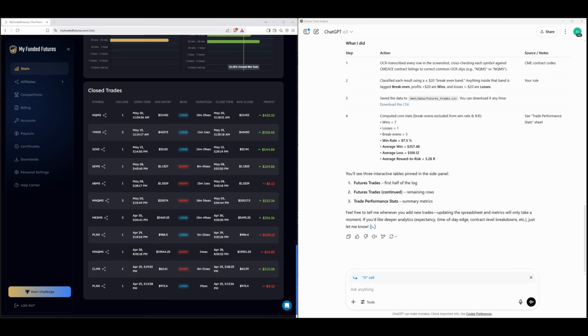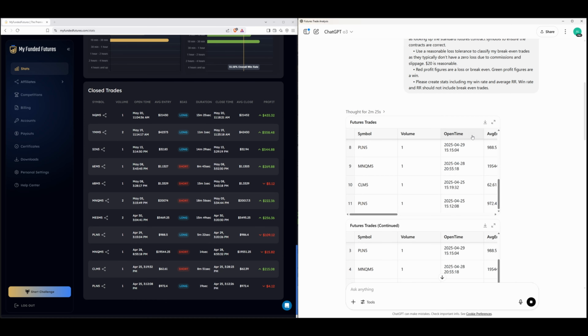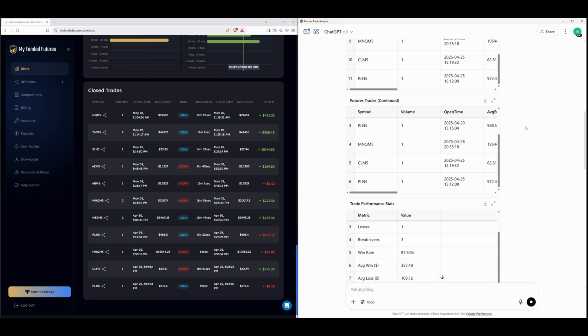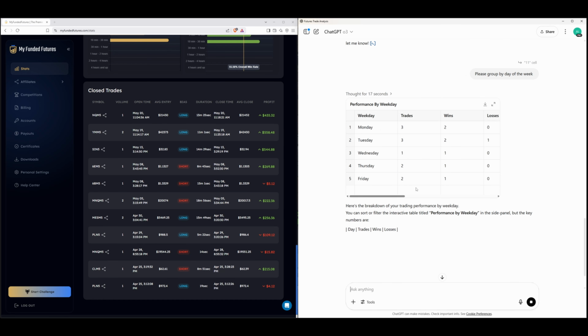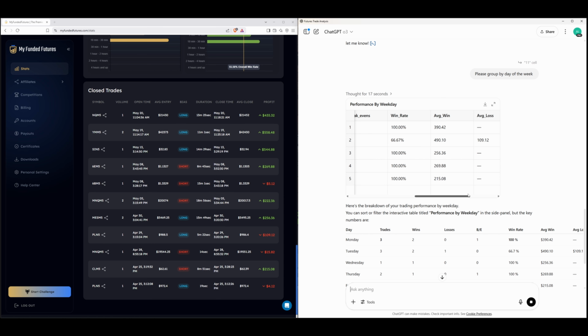So now you can really drill into things. So you can ask it some crazy things like, please group by day of the week. And now, because the data is already available in spreadsheet form and it doesn't have to go back to the original OCR image, it is relatively quick. You can also download this spreadsheet if you want, just by clicking that. So you have the original data. There we go. So it's broken it down by day of the week. So depending upon how you trade, you might have an edge that is day specific.